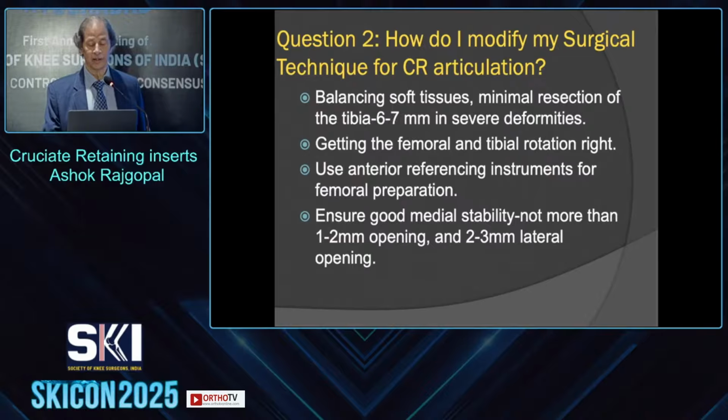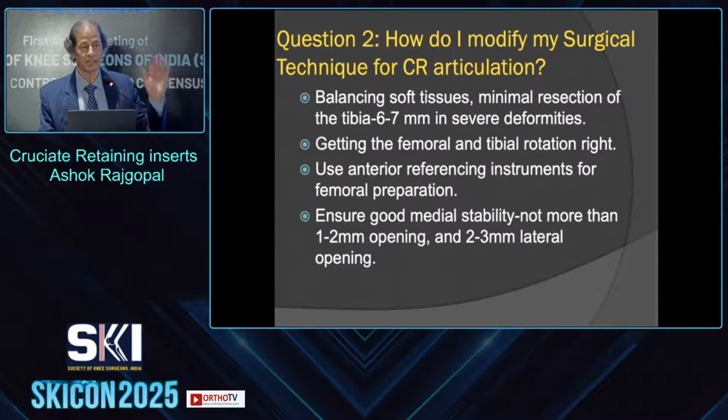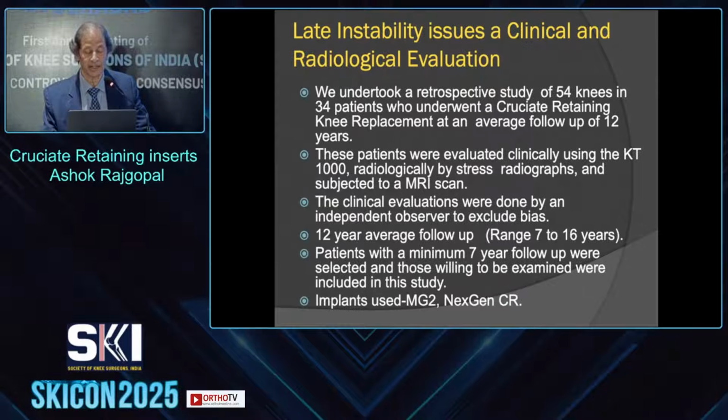Always use anterior referencing instruments for femoral preparation, because with severe deformities, you have compensatory overgrowth of the femoral condyle. Ensure good medial stability. It's the medial articulation that makes all the difference. Not more than 1 to 2 millimeter opening on the medial side and 2 to 3 on the lateral side.